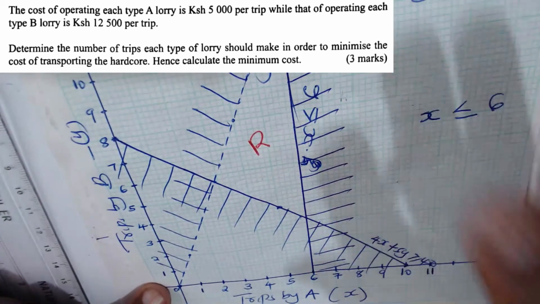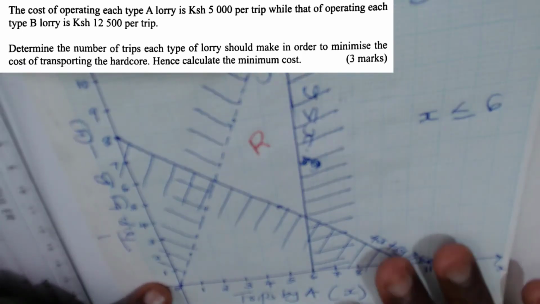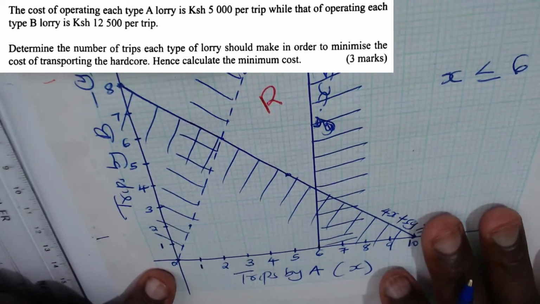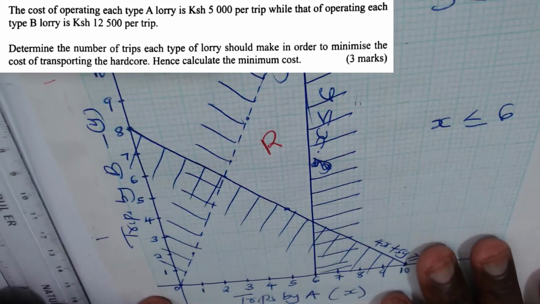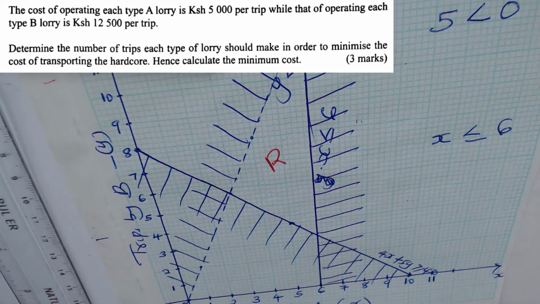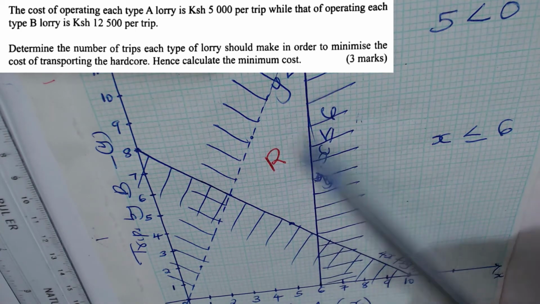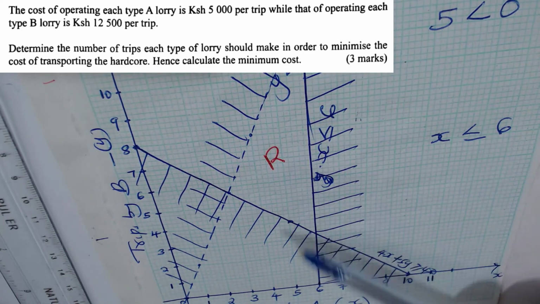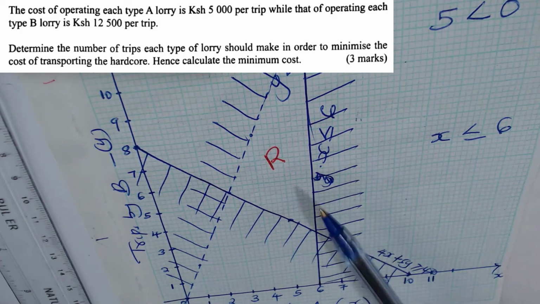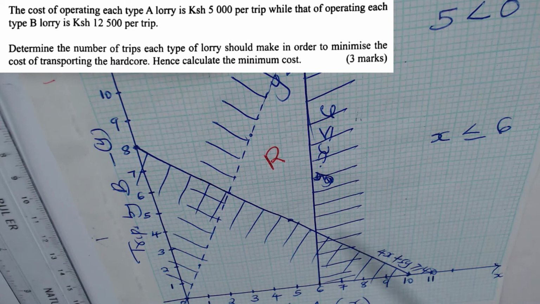Now, to get the number of trips that should give the minimum cost, the one that would minimize the cost, how do we do that? Using these inequalities that we have graphed here. The number of trips made by type A lorry and type B lorry that should minimize. That is the main thing. We can maximize or we can minimize.